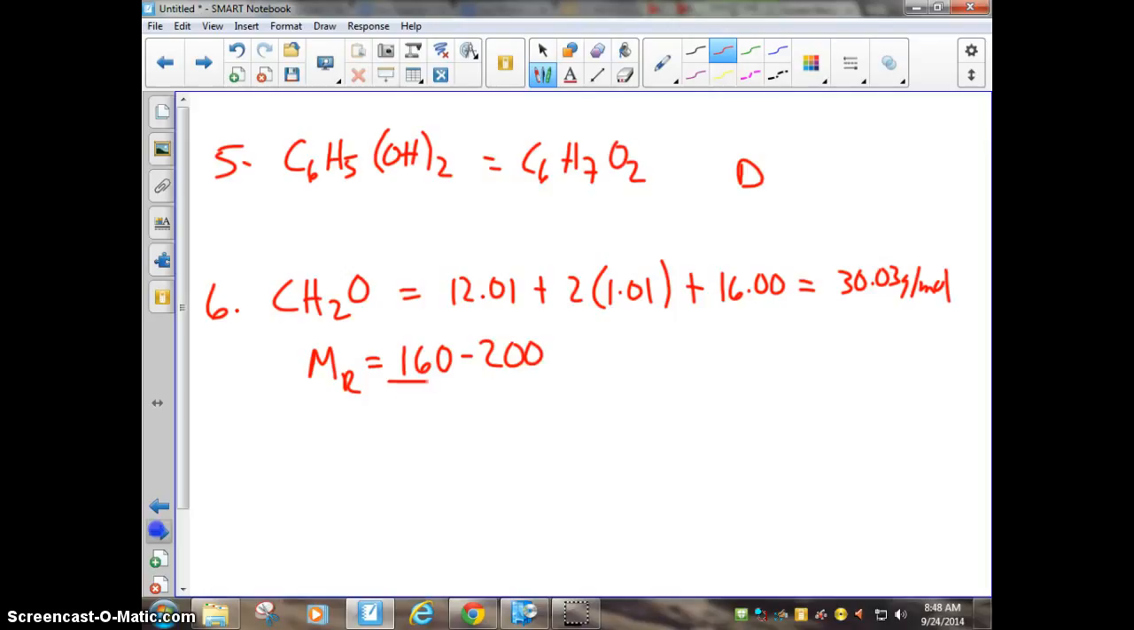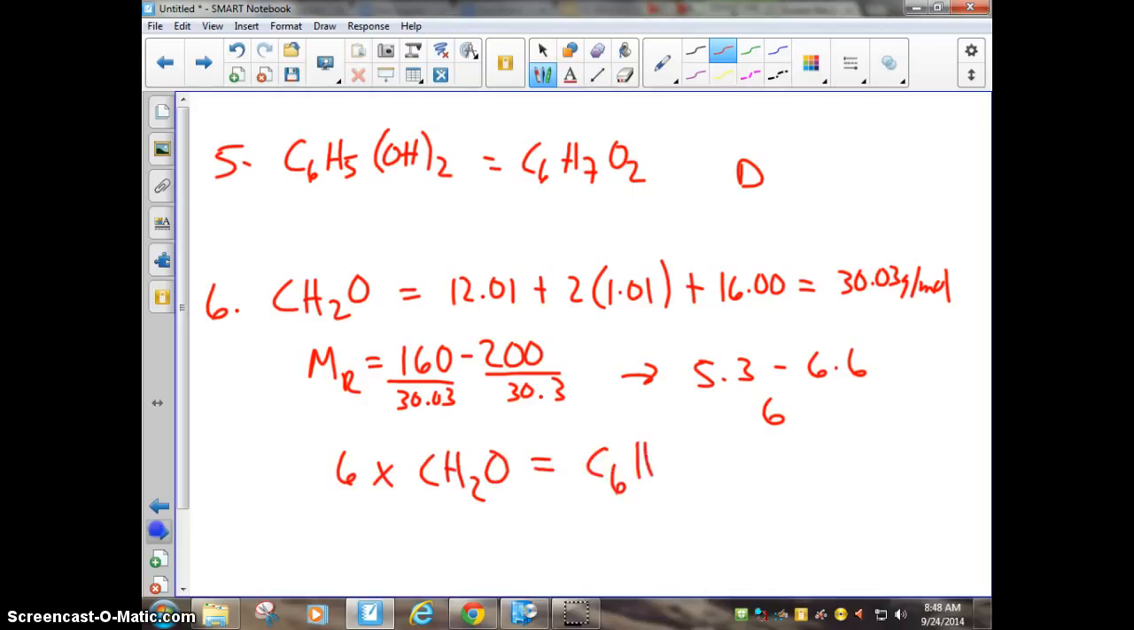If I divide the 2 extremes by this, 30.03, the low and high, then I see that my range is really somewhere between 5.3 and 6.6. Well, it has to be a whole number ratio of this. Okay, it has to be some multiple. So the only whole number that falls between 5.3 and 6.6 is 6. So I could take 6 times the empirical formula of CH2O, come up with C6H12O6, which matches with letter C.